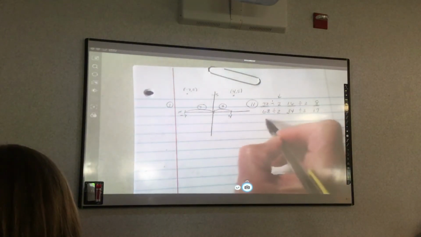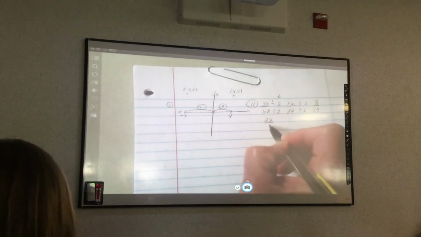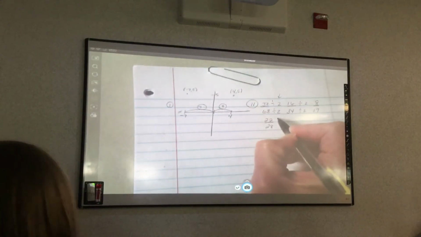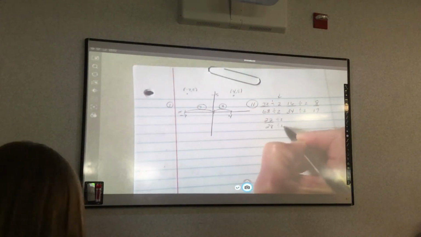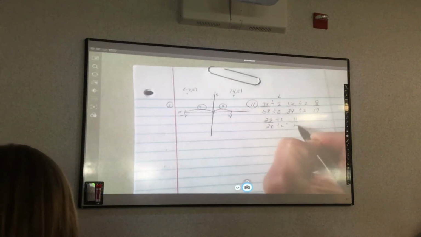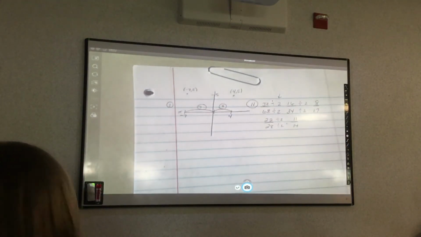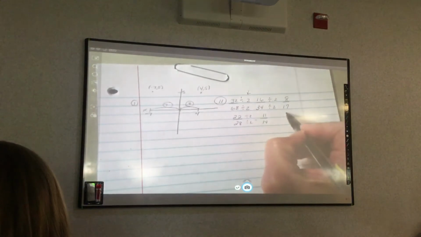Our next fraction was 22/28. And these I'm going to divide by 2 and get 11/14. 11 is prime, so I can't reduce any further.